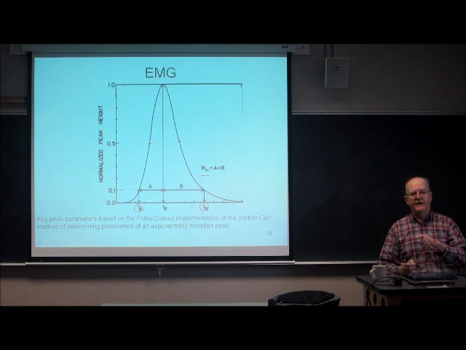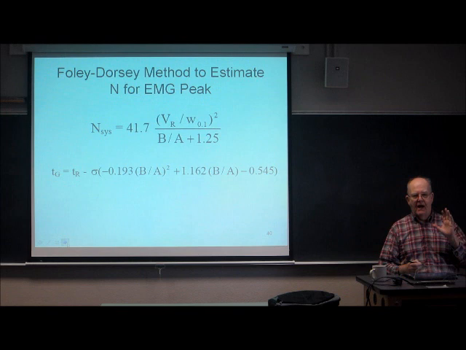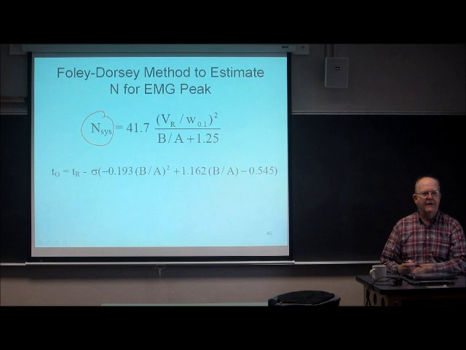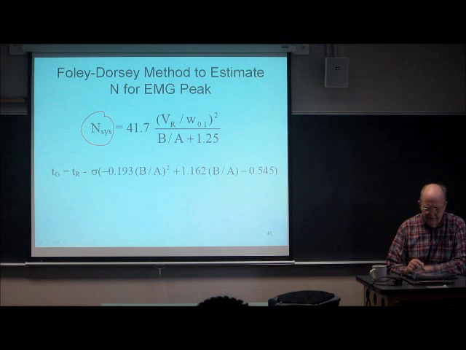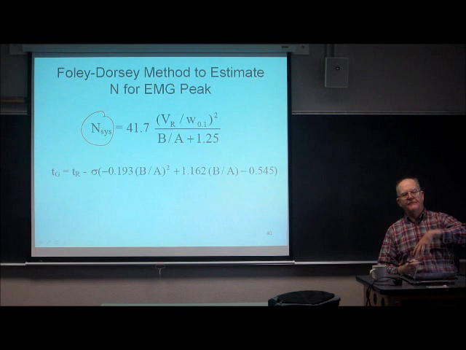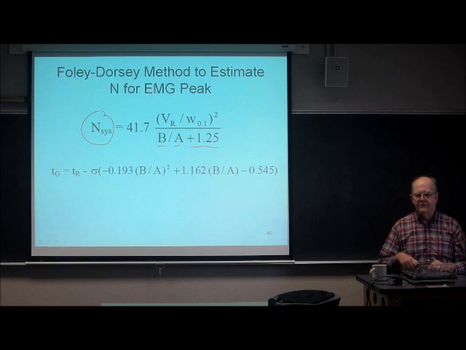And doing a lot of algebra and a lot of curve fitting, they came up with the following results. They say that the plate count is best calculated by taking the ratio of VR to the width at the 10% height squared, multiplying that by 41.7, and then you have to correct for the asymmetry of the peak, and this will give you the plate count of the whole tailed peak.